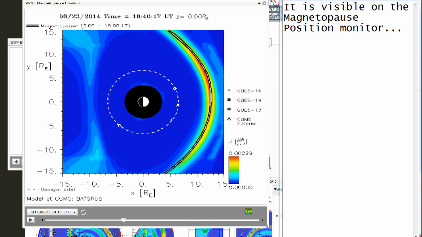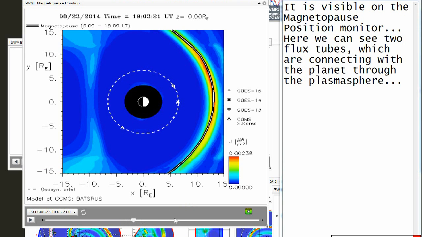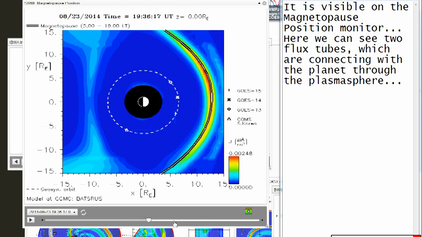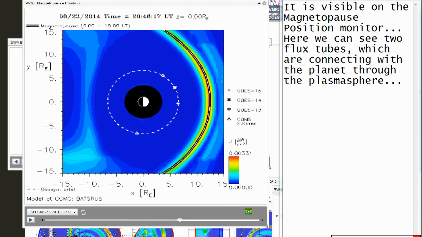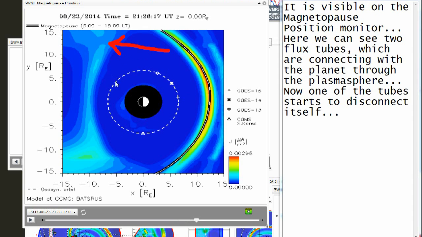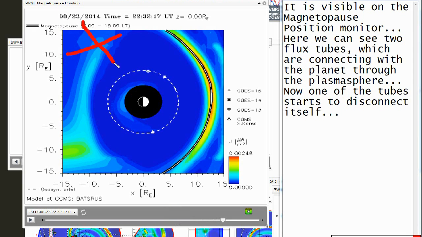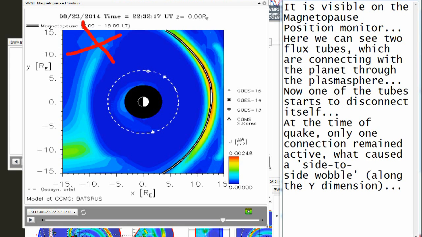It is visible on the magnetopause position monitor. Here we can see two flux tubes which are connecting with the planet through the plasma sphere. Now one of the tubes starts to disconnect itself. At the time of quake, only one connection remained active, which caused a side-to-side wobble along the Y dimension.